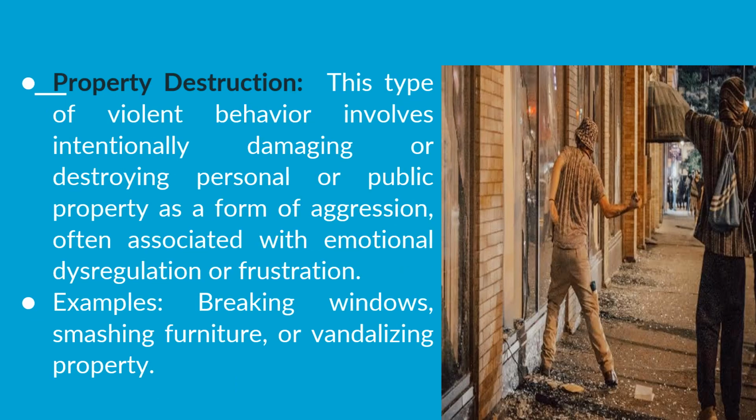Next is property destruction. This is also something you are quite familiar with. Violent behavior involves intentionally damaging or destroying personal or public property as a form of aggression, which is often associated with emotional dysregulation or frustration. You might break windows, smash furniture or vandalize property.